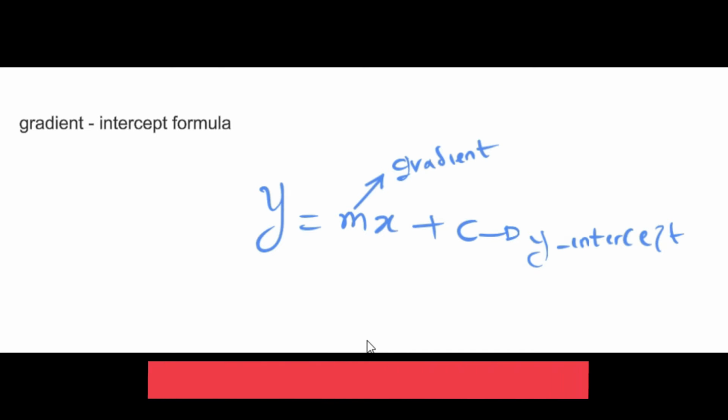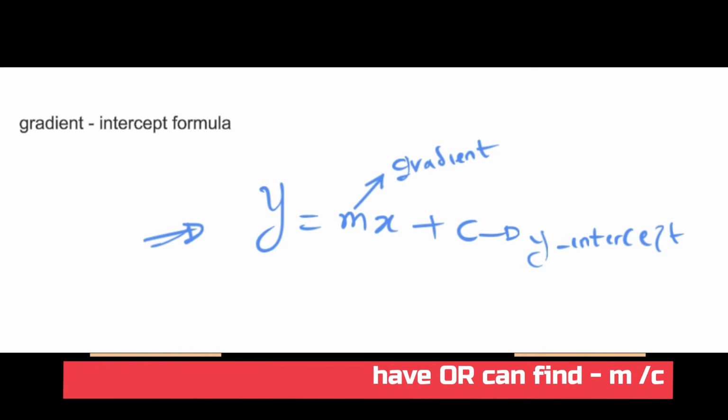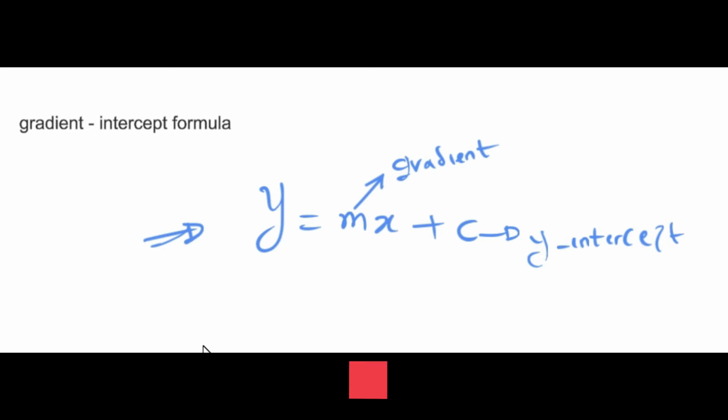Now, whenever you have a question where you can find or you're given your gradient and you can find or you're given your y-intercept, you normally use this format over here. And with that, you'll be able to get the equation of a straight line.